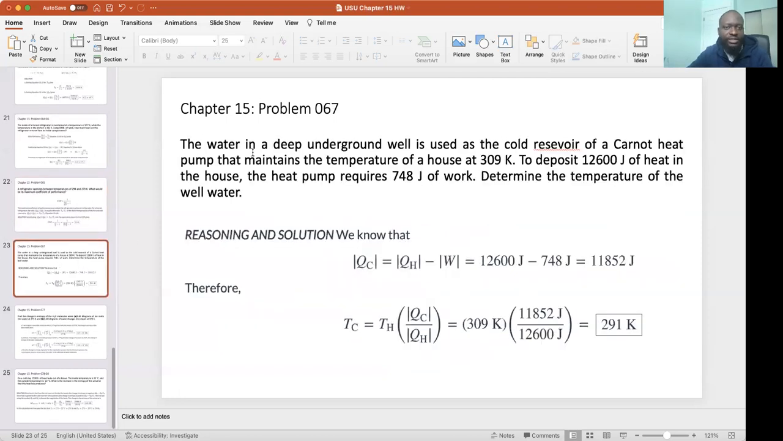The next problem is chapter 15, problem 67. It says the water in a deep underground well is used as the cold reservoir for a Carnot heat pump that maintains the temperature of a house at 309 Kelvin. To deposit 12,600 joules of heat in the house, the heat pump requires 748 joules of work. Determine the temperature of the well water. So QC equals QH minus W. QH is given, W is given, then TC is TH times QC over QH, and that solves the problem to get the temperature of the well water, the cold reservoir temperature.